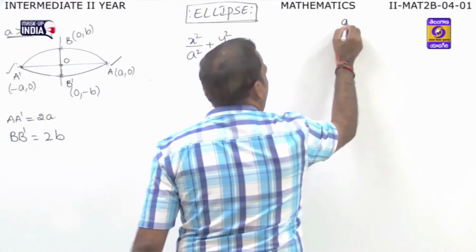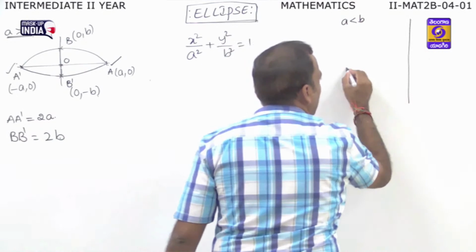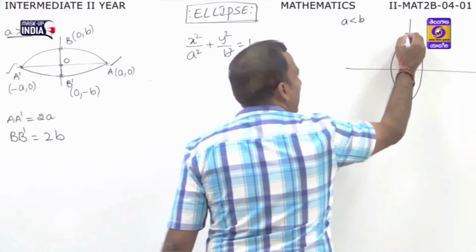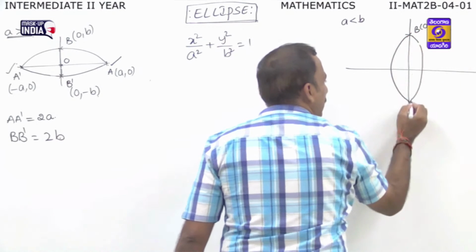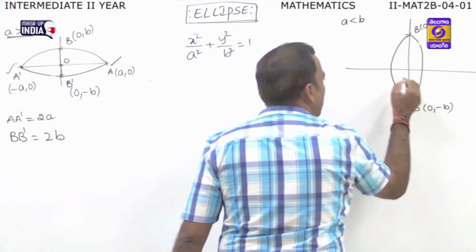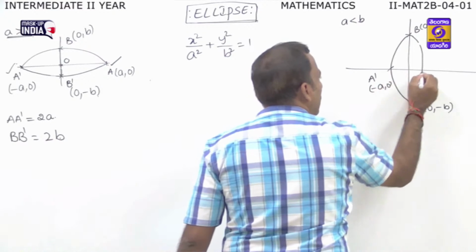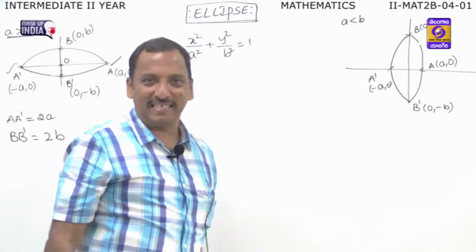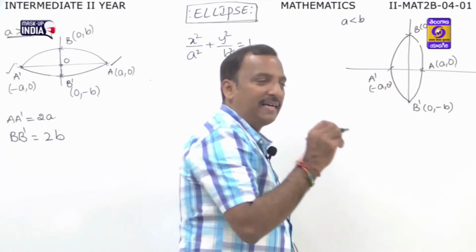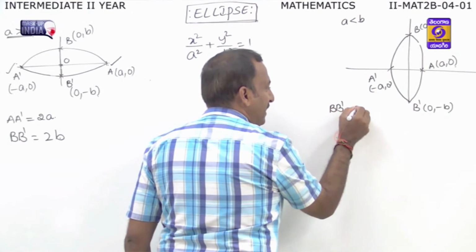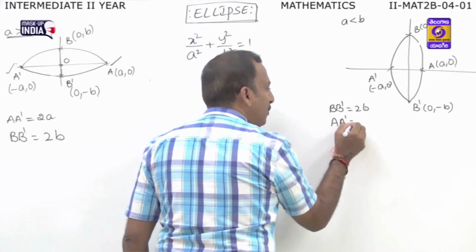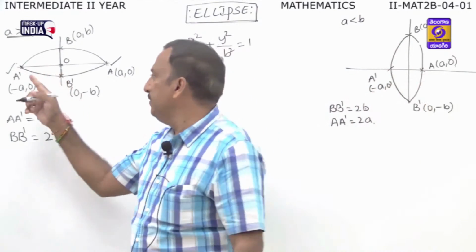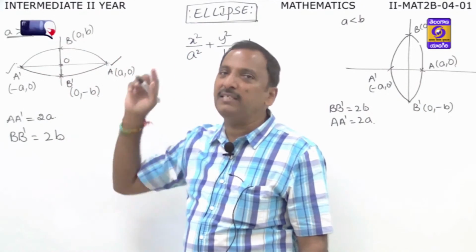See, suppose A is less than B. Then in that case BB dash is greater than AA dash. This one is B, 0 comma B. This one is B dash, 0 comma minus B. It is A dash, minus A comma 0, and it is A comma 0. In this case, BB dash is called the major axis and AA dash is called the minor axis. BB dash length is 2b and AA dash length is 2a. The lengths are the same, but in this case BB dash is the major axis and AA dash is the minor axis. In the earlier case, AA dash is the major axis and BB dash is the minor axis.